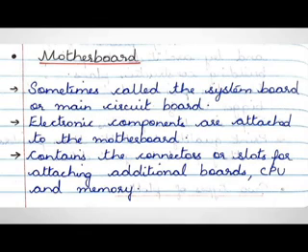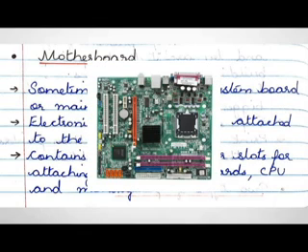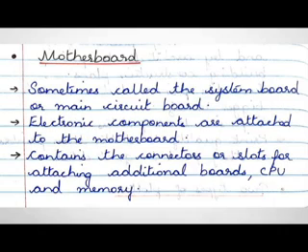Next is about motherboard. It is sometimes called the system board or main circuit board. Many electronic components are attached to the motherboard or are built into it. It contains the connectors or slots for attaching additional boards, CPU and memory. With this we have completed chapter 1, the computer and overview.